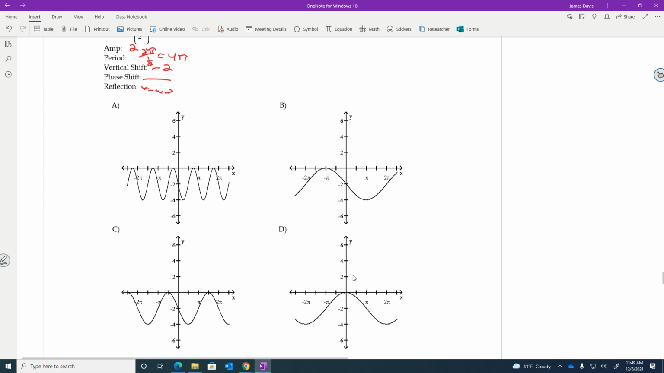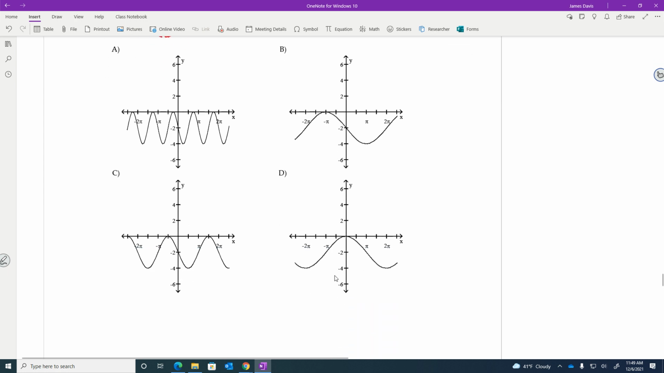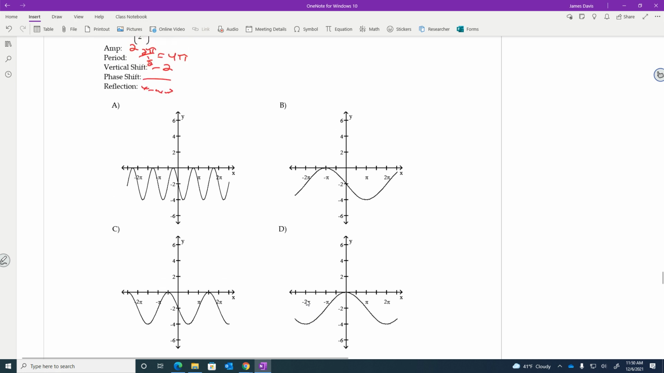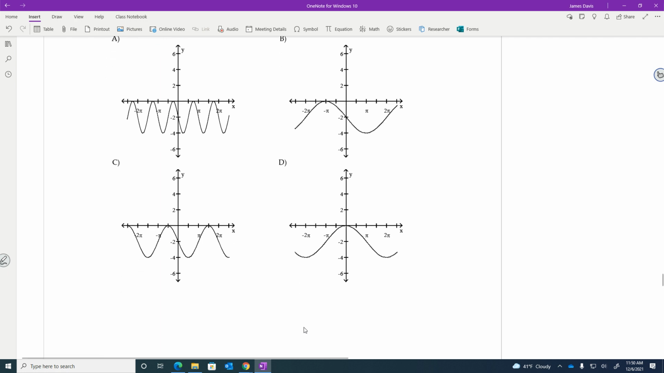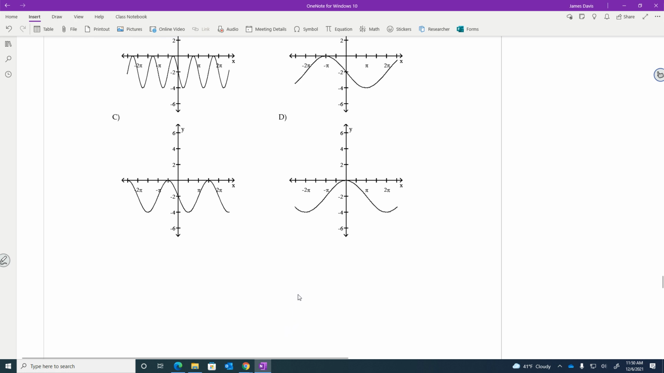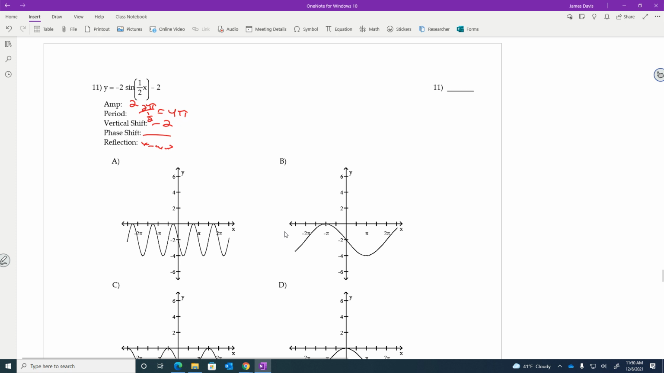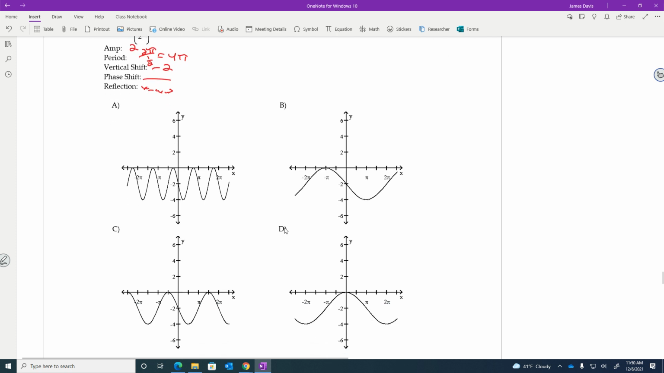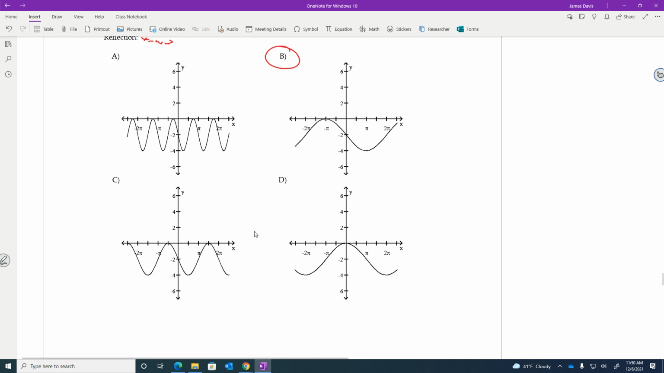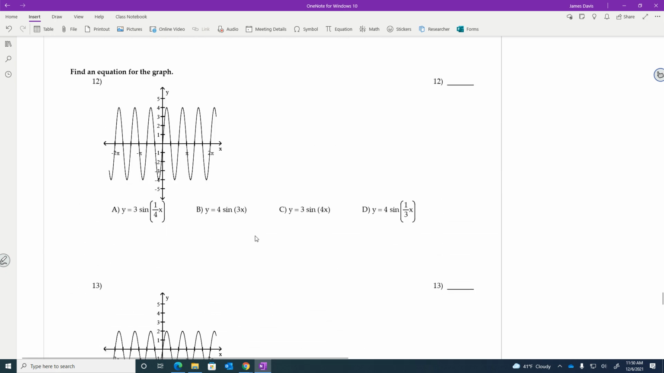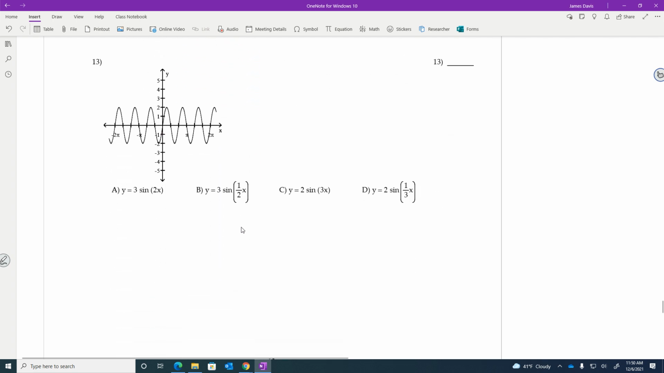So I would look for the one that looks like it has a period of 4 pi, first of all. It's a little bit tricky, but you can pretty much narrow it down. I think it has to be D, right? Yeah, it's the sine, vertical shift down 2. Is it B? Yeah, B. And then the last two are B and C.